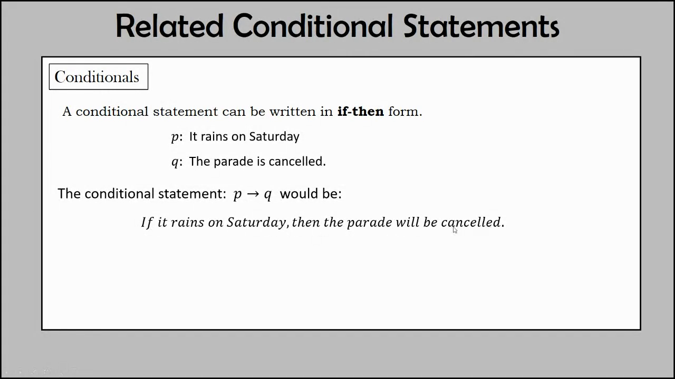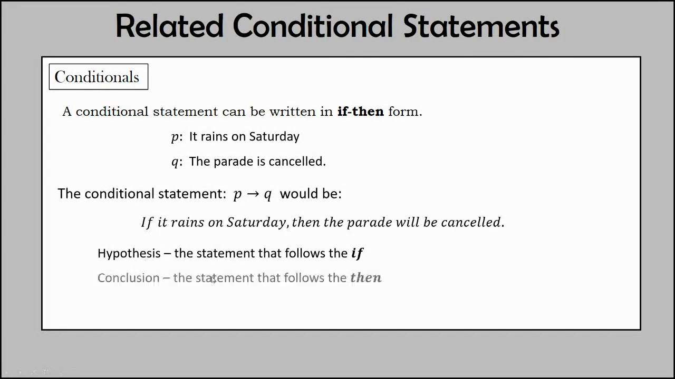So the conditional statement P implies Q would be: if it rains on Saturday, then the parade will be canceled. The statement that follows the if, the statement P, we call the hypothesis of this conditional statement. And the statement that follows the then, the parade will be canceled, the Q here, is called the conclusion of the conditional statement. So we talk about hypothesis and conclusion.